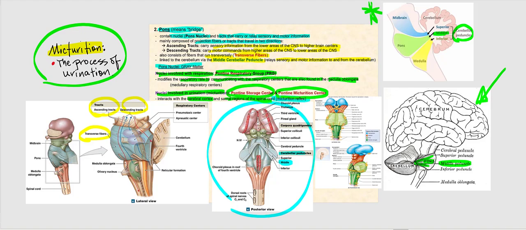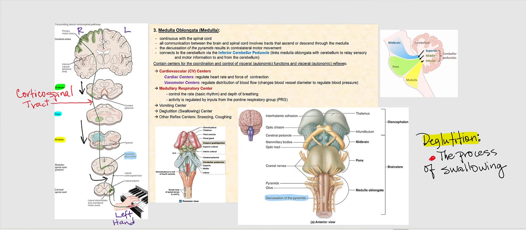The third and most inferior component of the brainstem is the medulla oblongata, which can simply be referred to as the medulla. The medulla oblongata is continuous with the spinal cord. So inferior to the medulla will be the spinal cord. All communication between the brain and the spinal cord will involve tracts that ascend or descend through the medulla.